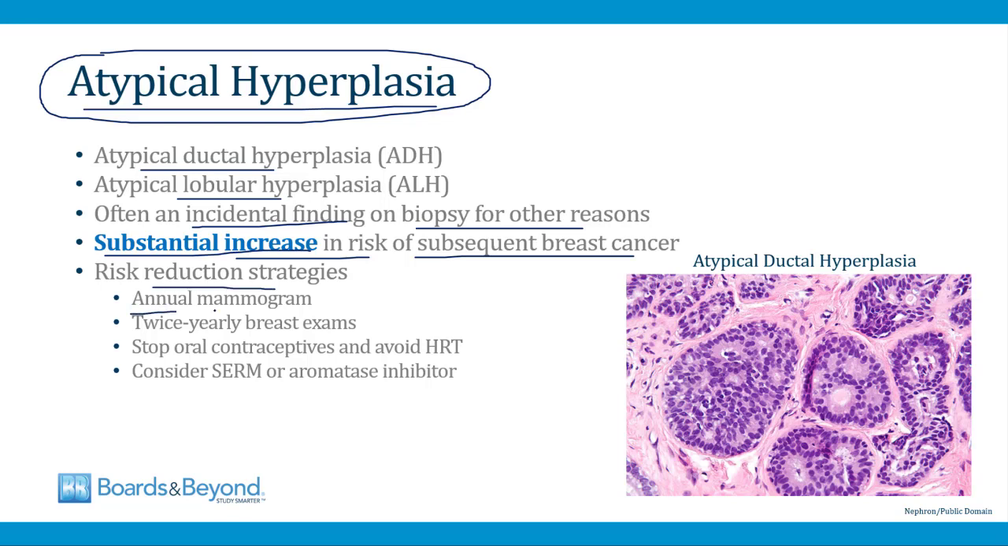They often get annual mammograms and twice yearly breast exams, and then you want to remove any sources of hormones that could drive growth of breast cancer, so these women should stop oral contraceptives and avoid hormone replacement therapy. And in some cases, drugs like selective estrogen receptor modulators or aromatase inhibitors are used to decrease the amount of estrogen that is in the body that could drive growth of a breast cancer.